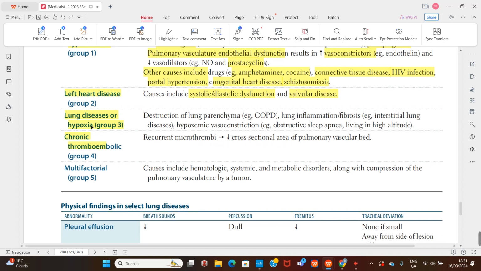So at the end of the day, the capillaries, because that's where the exchange is happening. So, destruction of the lung parenchyma, either from COPD. People with COPD, they have problems with their respiratory membrane, particularly emphysema, where the respiratory membrane integrity is being compromised.